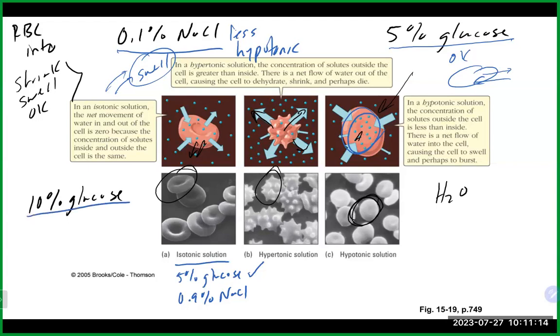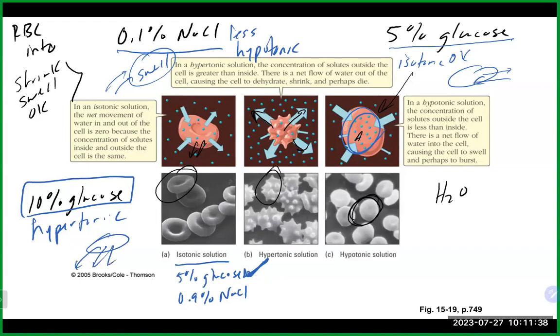Looking at 10% glucose, 10% is definitely higher than 5%. That means that this solution is a hypertonic. Obviously, the previous solution was isotonic. And because it's hypertonic, that means outside of the cell is more concentrated than inside the cell. So we're going to get basically all the water and stuff to run out of the cell. And that's going to cause this guy to start to shrink and go through crenation and not be so good.